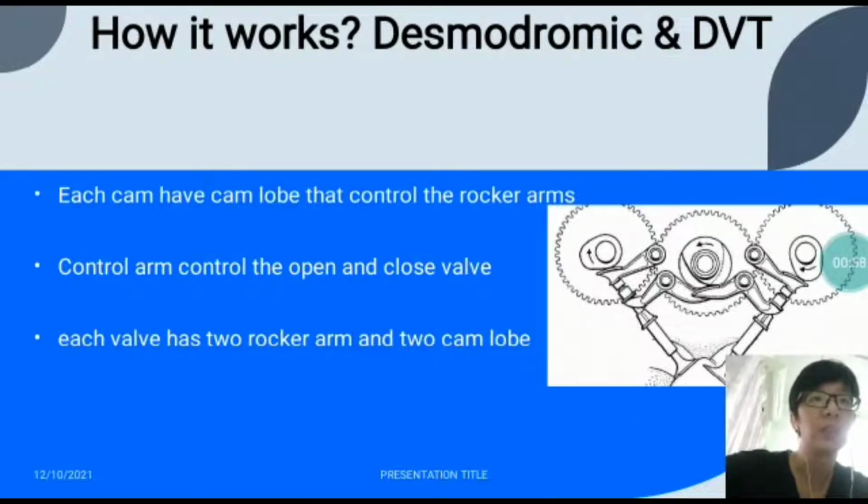How does it work? The desmodromic and DVT. So each cam has a cam lobe that controls the rocker arms supporting the valve. So the control arm controls the opening and closing of the valve, and each valve has 2 rocker arms and 2 cam lobes, so it's for the intake and exhaust cycle.